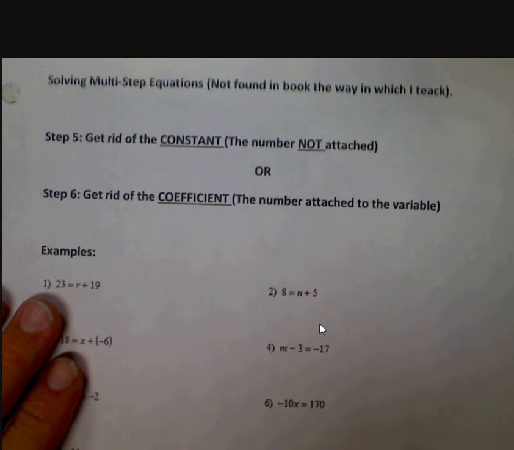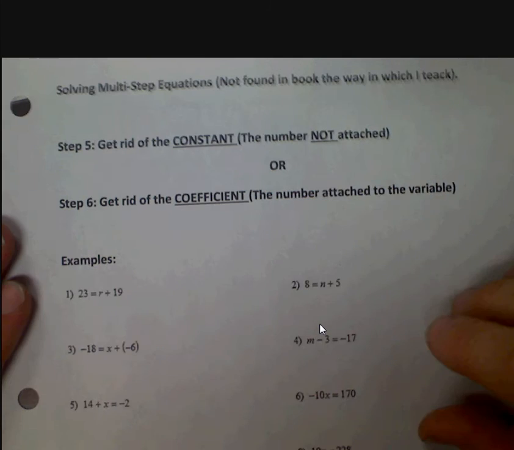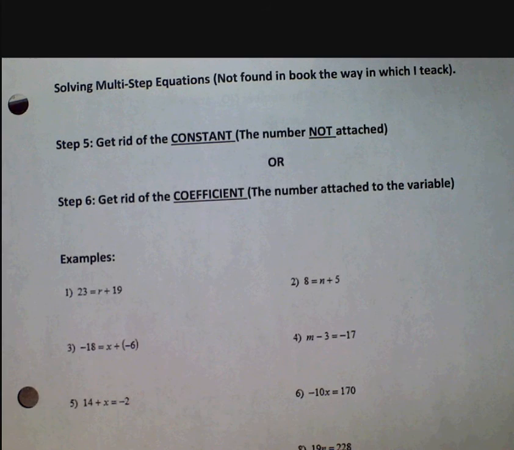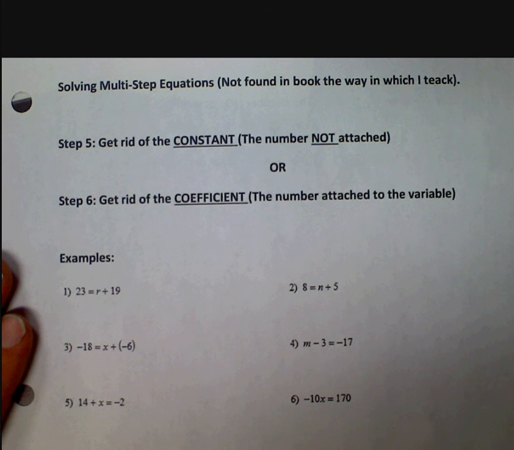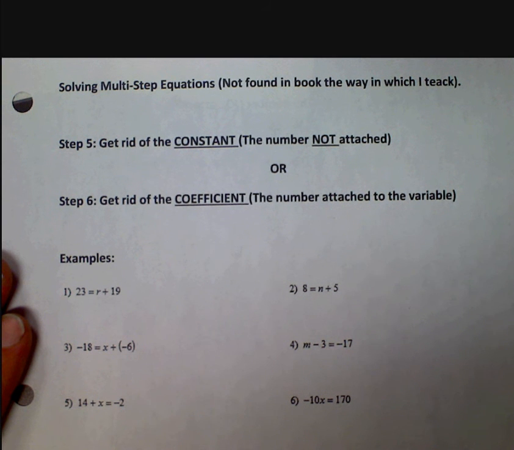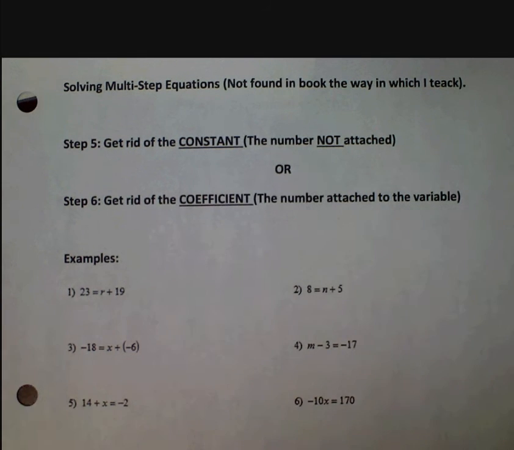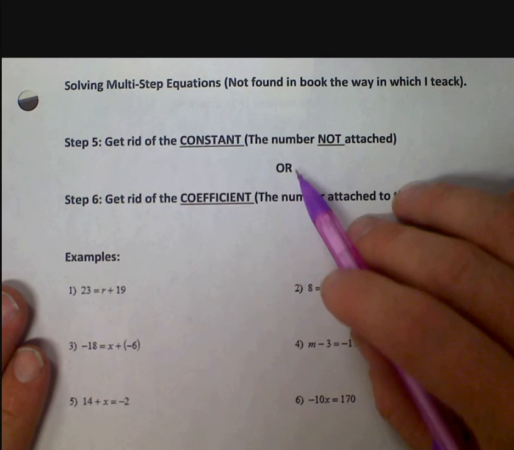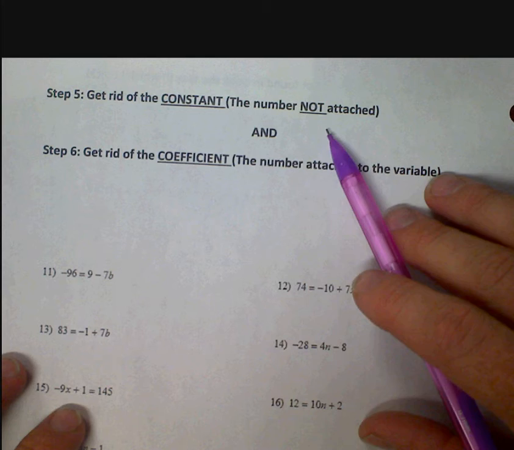Okay. We are about to start the process of solving any type of equations. This is actually not found in your book. There are going to be 6 steps, and we're going to focus on step 5 or 6. Then on the back side, we're going to focus on step 5 and 6, where we put them together.